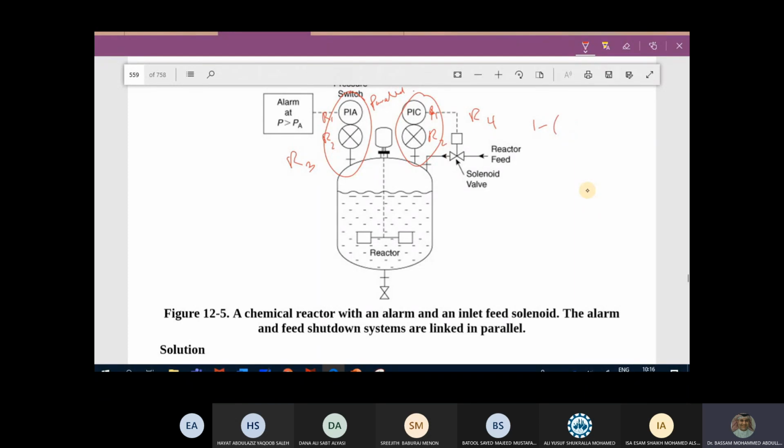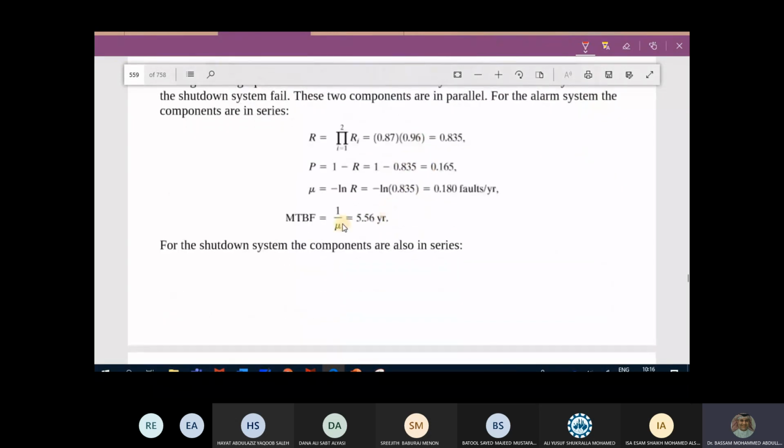I think so, it was like that, 1 minus R3 into 1 minus R4. So something like that if they are in parallel. Okay, so this is what we've tried to do.